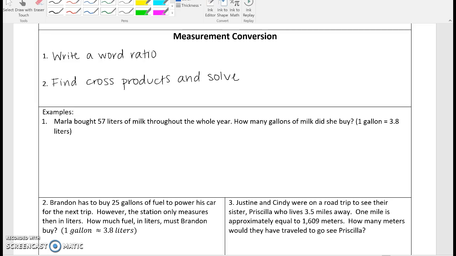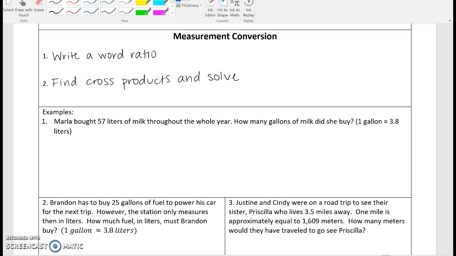Okay, so we're back on our notes, and like I said, our steps for measurement conversion are to write a word ratio, find your cross products, and solve. With measurement conversions, maybe one person measured something in inches and another person measured in feet. So we're saying how many inches each foot is, right? Each foot is 12 inches.